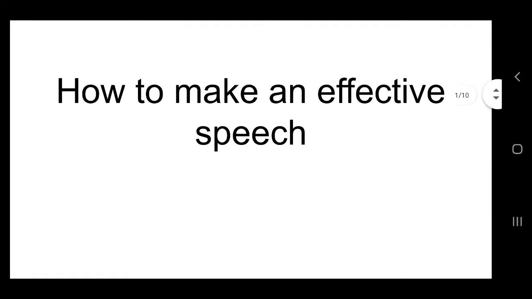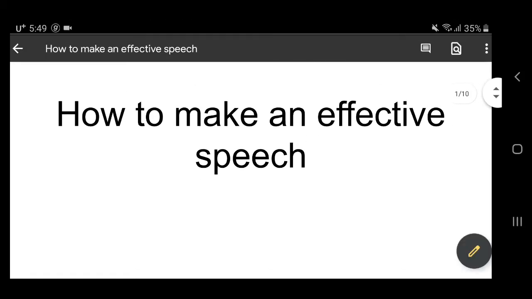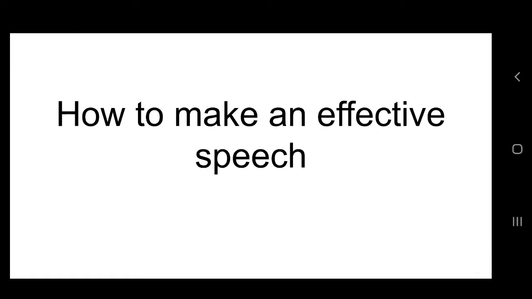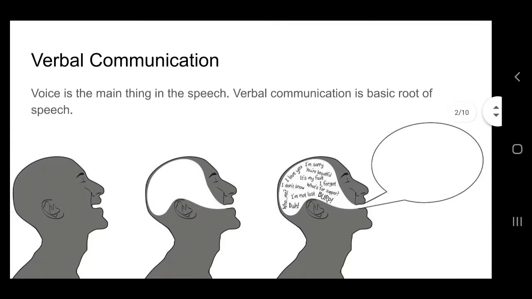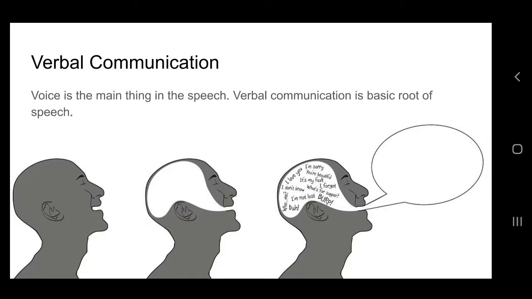And let's go on. First of all, there are very diverse things on how to make an effective speech, and I divided it into several parts. First of all, it is verbal communication. The voice is the main thing in the speech. So when the audience hears the speech, the very basic thing is the voice of a person who gives the speech.